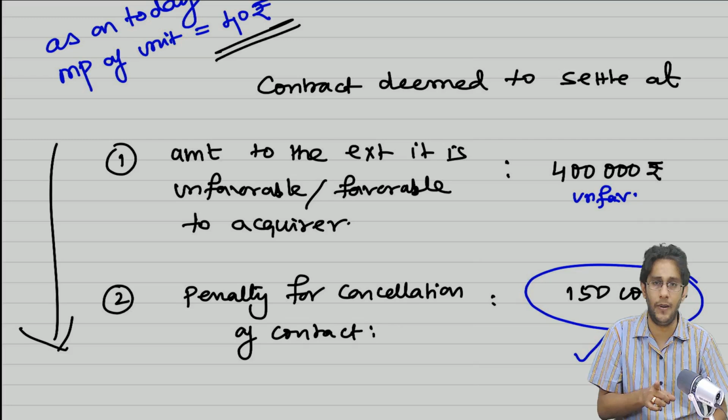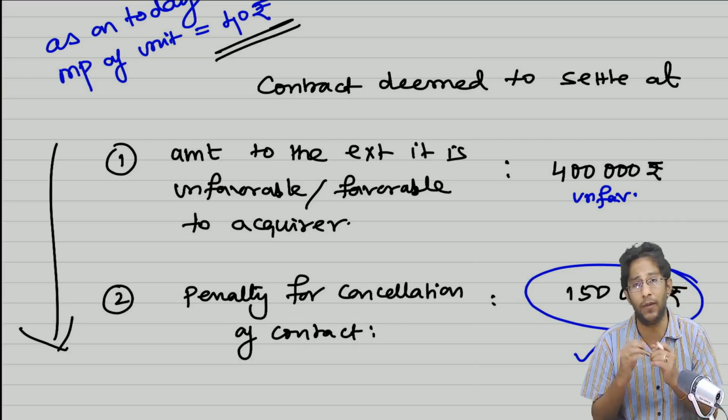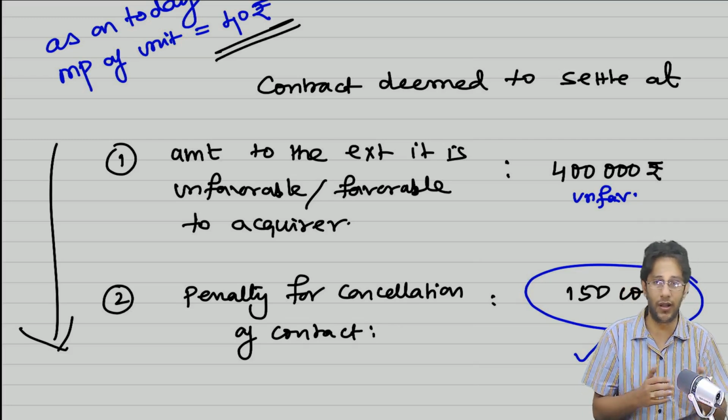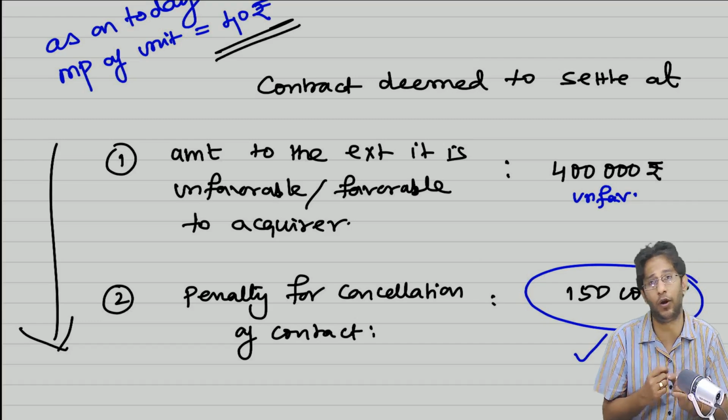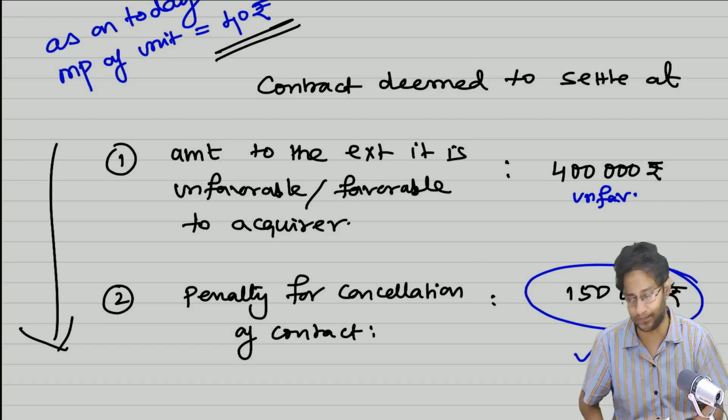If this was favorable, then I would have added this lower number to my PC, depending on whether the acquirer entity has to pay or the acquirer entity has to receive. Depending on that, I will decide whether I have to add or subtract.